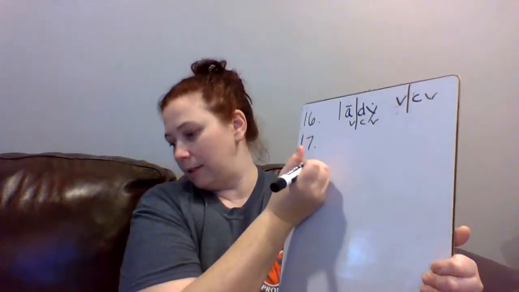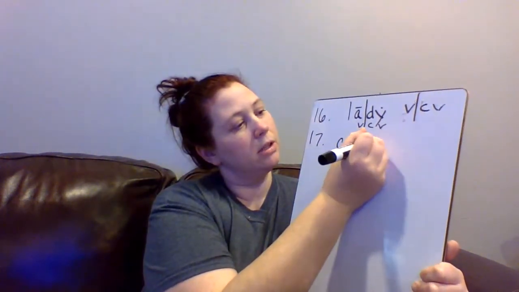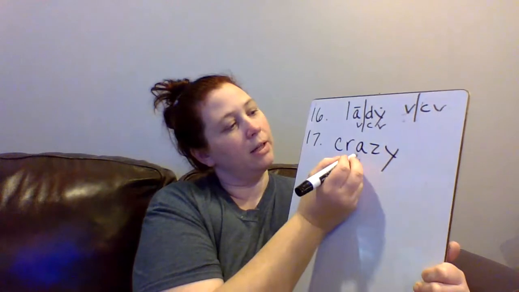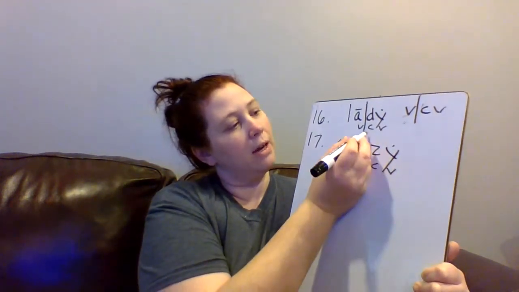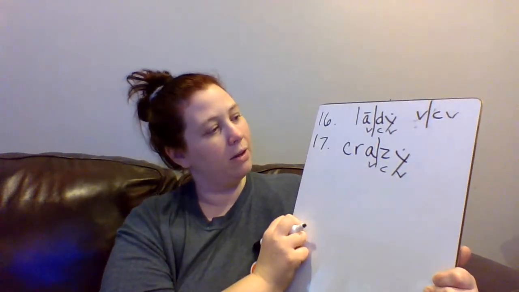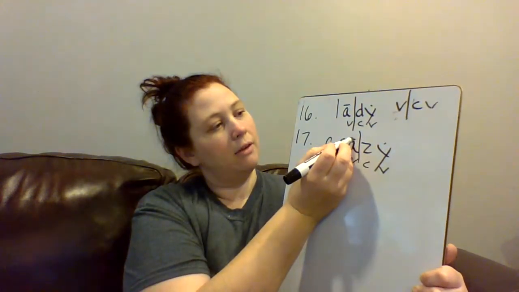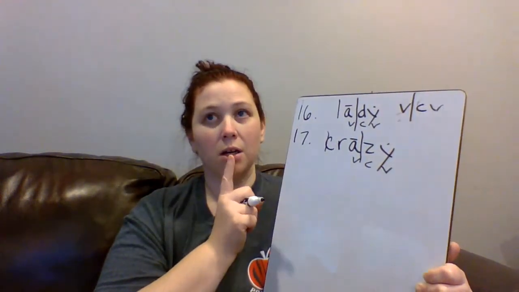Number 17. Crazy. All right, again, we have vowel, consonant, vowel. Our Y gets that dot. And then we're going to draw a line between our vowel and our consonant. The A gets a macron, and the C gets that K back because it's at the beginning, and it makes the K sound.